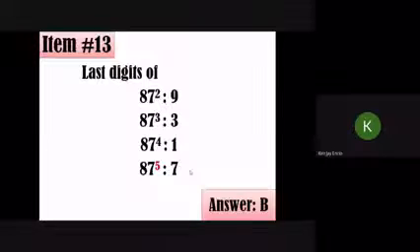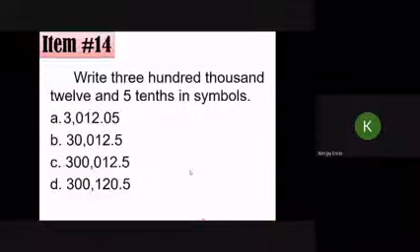Next. Let's go to number 14. Write 300,012 and 5 tenths in symbols. Okay, which of these do you think? 300,012 and 5 tenths. Take note, guys, that to determine if you will say tenths, hundredths, thousandths, ten-thousandths, and so on, all you have to do is determine the place value of the last digit. So this one is tenths.